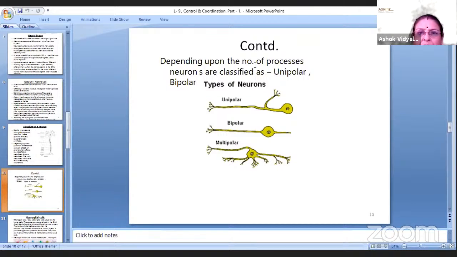Neurons are classified as unipolar, meaning only one process originates from the cell body, and bipolar, meaning two are there, one here and one here. And multipolar, the one whose structure we studied, where a number of dendrons are seen along with the elongated axon.